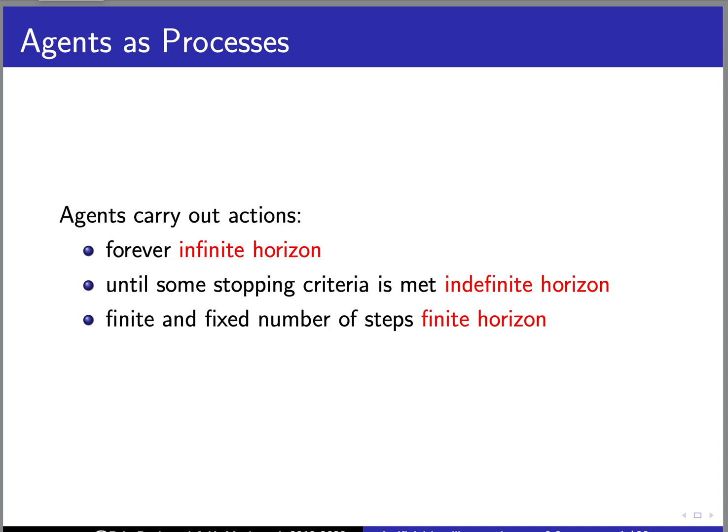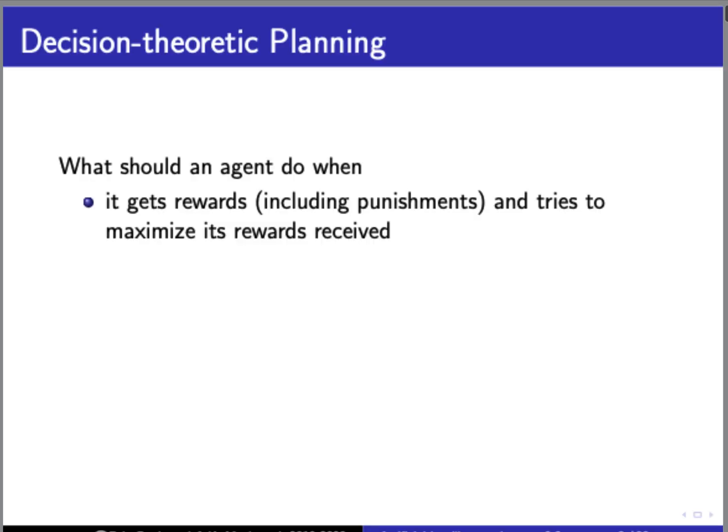So one way of viewing this is agents as processes. Agents get to carry out actions. So we're going to do the planning horizon. We could think about this as you carry out actions forever, so we're going to plan for an infinite horizon. We're going to plan until some stopping criteria is met, which is an indefinite horizon, or for a fixed and finite number of steps, which is a finite horizon. The decision networks we were looking at were this finite horizon case, and now we're going to look at the other two cases.